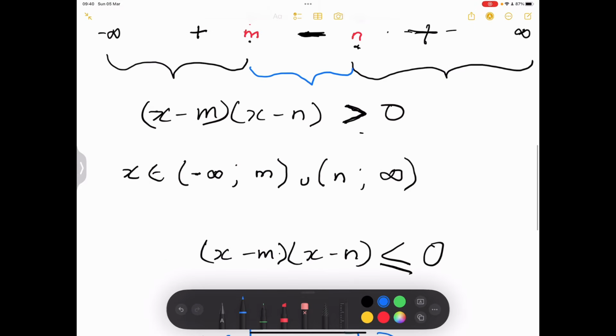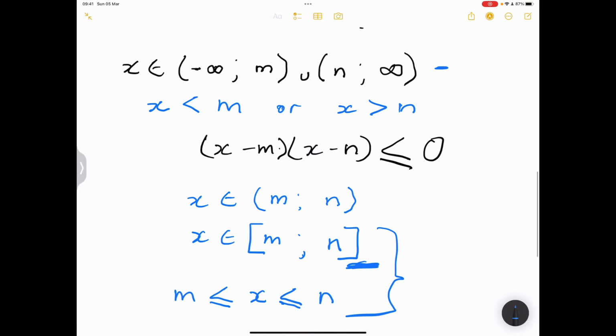On the other hand, if I were to write this in inequality form, I would simply say this is where x is less than m. So for all values of x less than m, or for all values of x greater than n. In this case, that is how we would write that down.